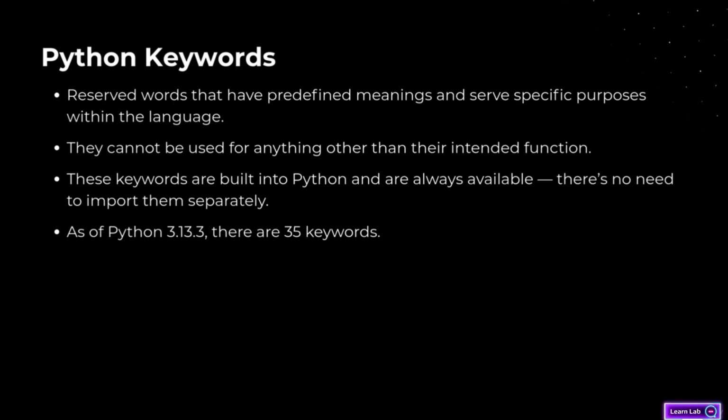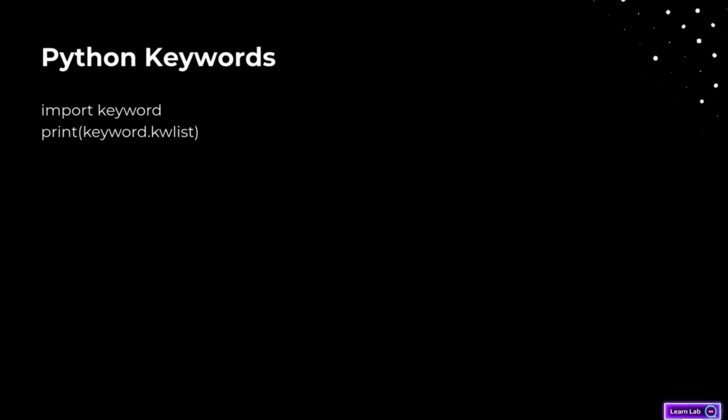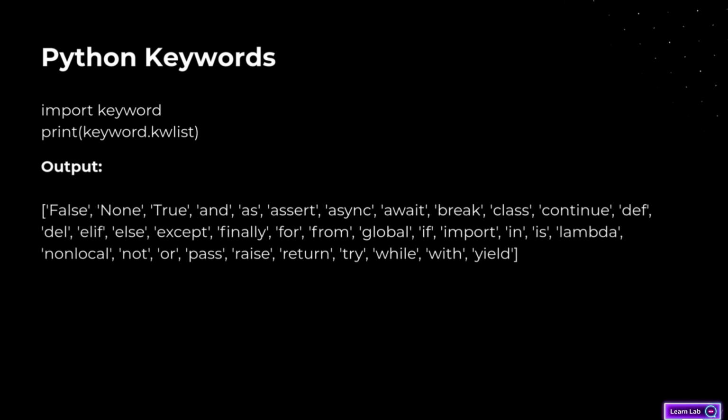You can view the complete list by running the following script in a Python environment: import keyword and print(keyword.kwlist). Execute this line of code, and you will get this output. Let us discuss these keywords with the help of examples.